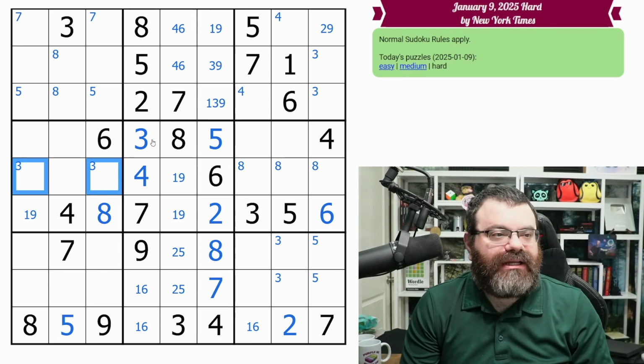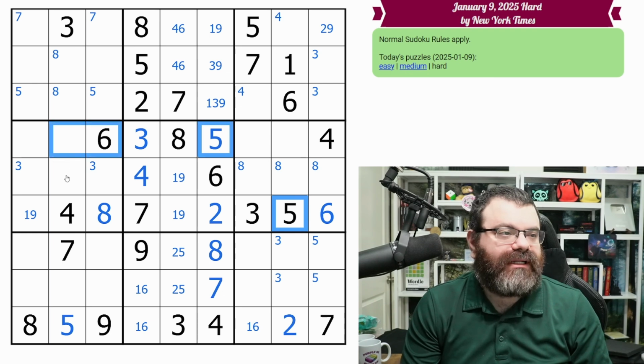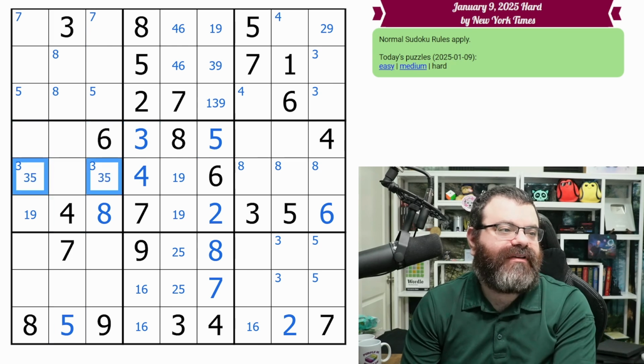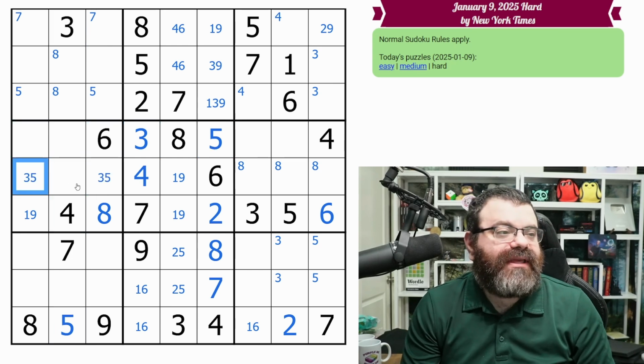Sorry, thinking about something else. So 3, we got 4. We did 4 already. 2 5s. The 5 joins the 3. Nice. We have this 3 5 looking in along with this 3 5. So this is our hidden 3 5 pair. So nothing else can go in these two.